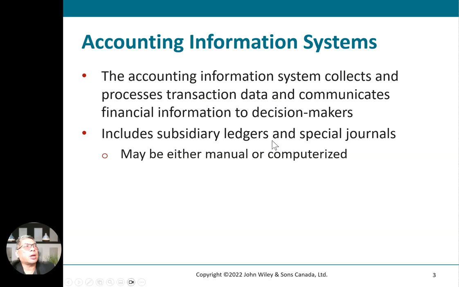Okay, what is an accounting information system? An accounting information system collects and processes transaction data and communicates financial information to decision makers. It includes subsidiary ledgers and special journals, and may be either manual or computerized.